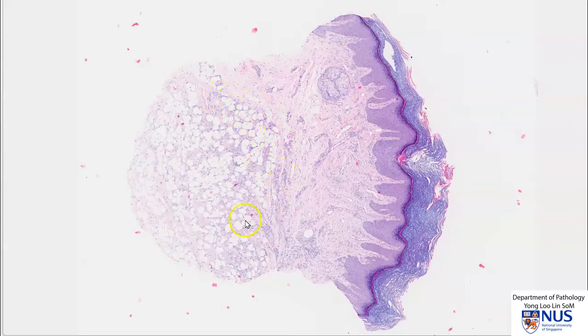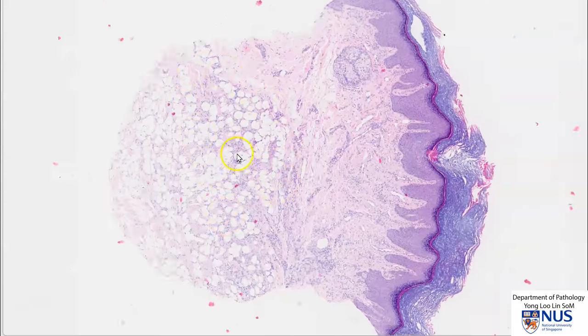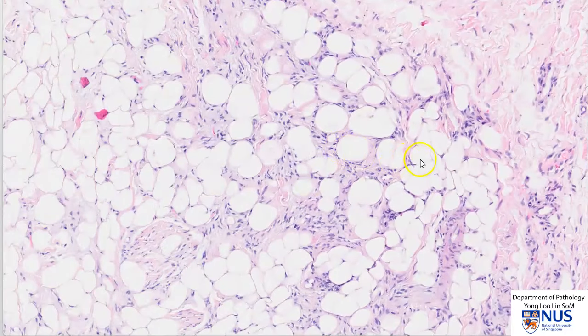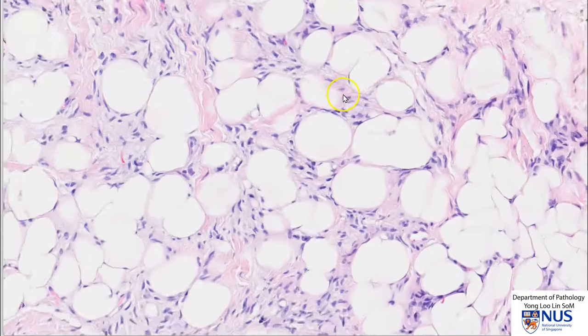Here is a spindle cell lipoma, which I am outlining with my cursor. This is in the subcutaneous plane. As you can see, we have the epidermis, which is keratinized, the dermis, and the subcutis. So it is well circumscribed, and zooming in, we can immediately see that it is composed of a combination of mature adipocytes as well as spindle cells and some ropey collagen.